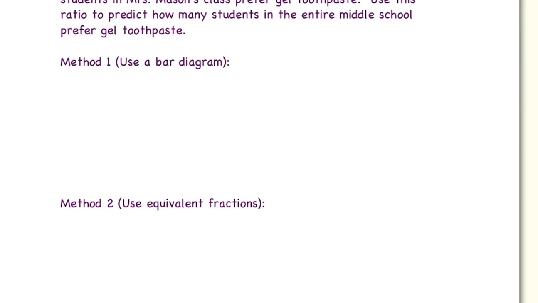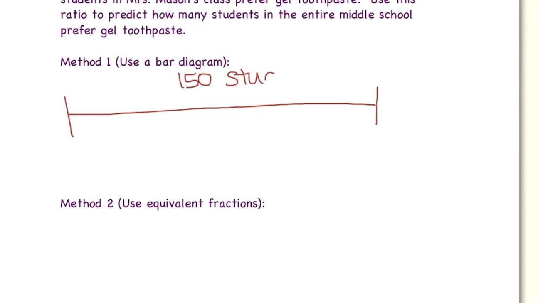Heritage Middle School has 150 students. 2 out of 3 students in Mrs. Mason's class prefer gel toothpaste. Use this ratio to predict how many students in the entire middle school prefer gel toothpaste. So the first thing that we're going to do with our bar diagram is get the information down that we know. So we know that there are a total of 150 students. I'm going to write that at the top.